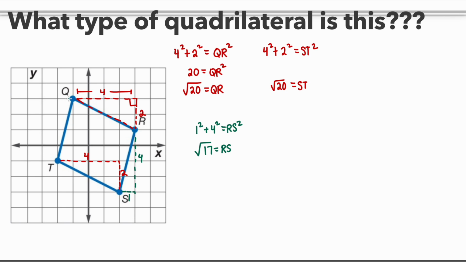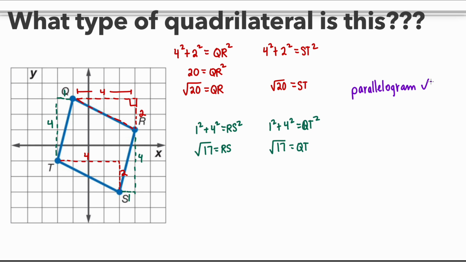Now I'm going to do the same thing with Q and T. If I was to draw a right triangle, I would have a 1, and this is also a 4, so the same thing is going to happen. 1 squared plus 4 squared equals QT squared, which gives me 17, which gives me the square root of 17. So we know that opposite sides are equal, so we know it's a parallelogram. That we got.